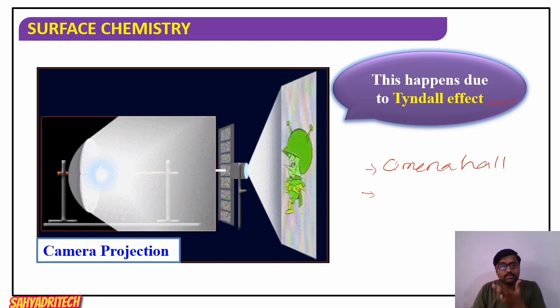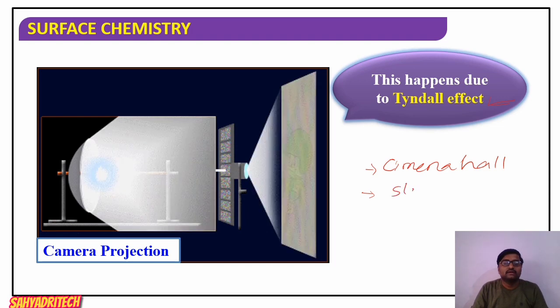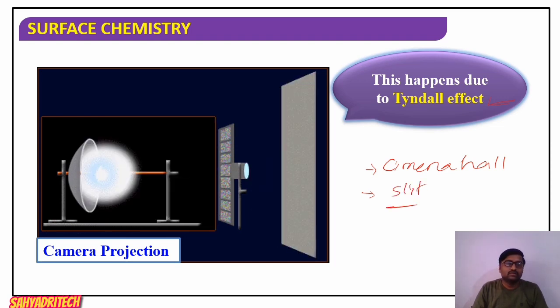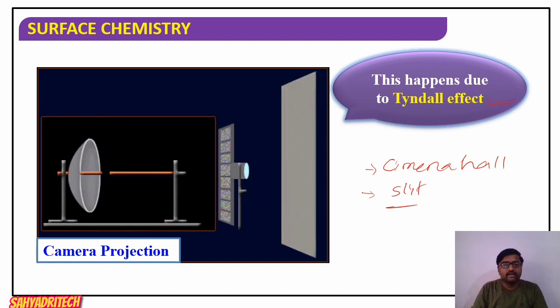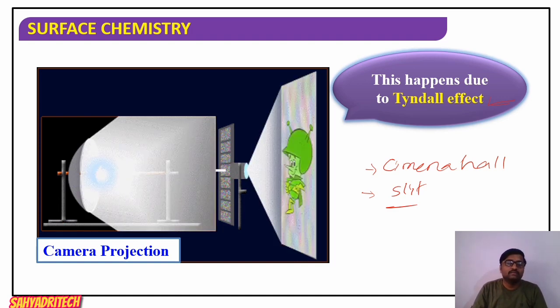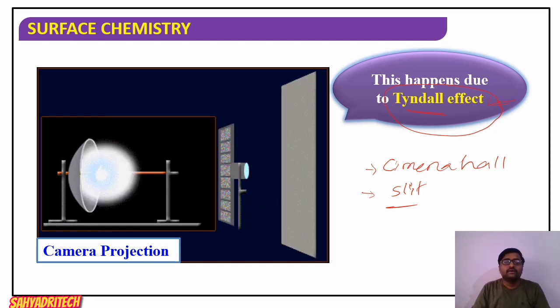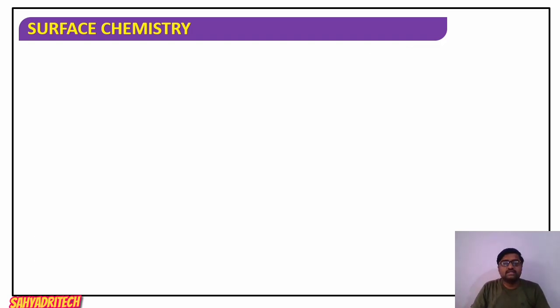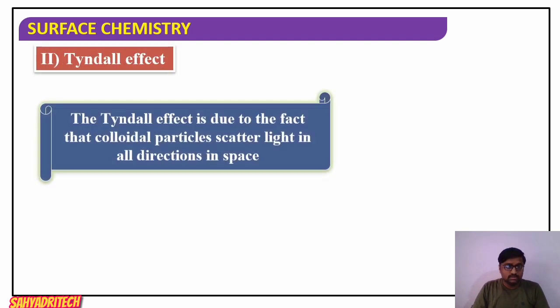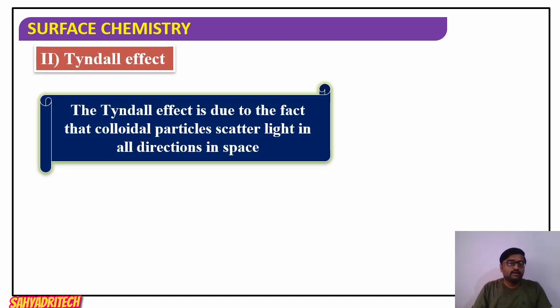In general, a projector path can be clearly observed, and a slit. If there is a slit at the roof of a home, whenever light enters through this slit, we can observe a clear path of light, right? Yes, it is because of the Tyndall effect. Why are we observing a projector path? It is because of the Tyndall effect. So what is this Tyndall effect? The Tyndall effect is due to the fact that colloidal particles scatter light in all directions in space.